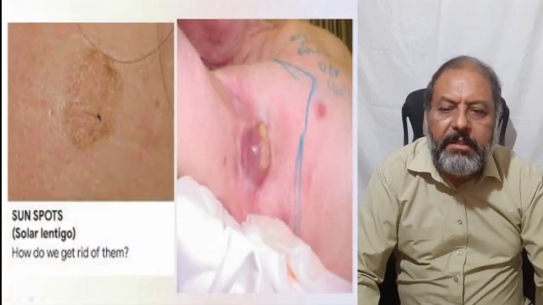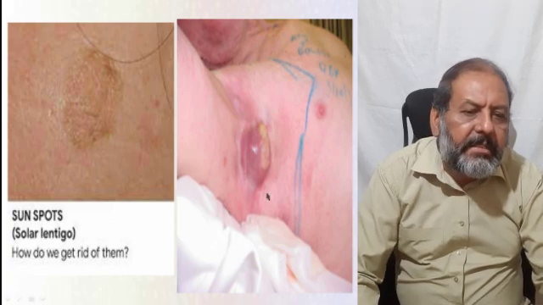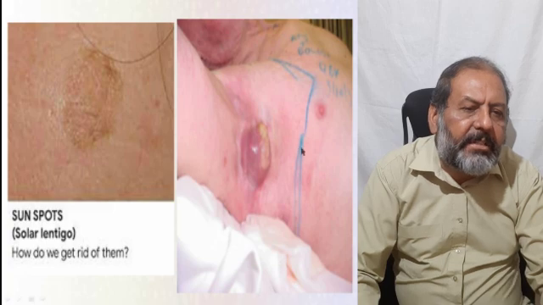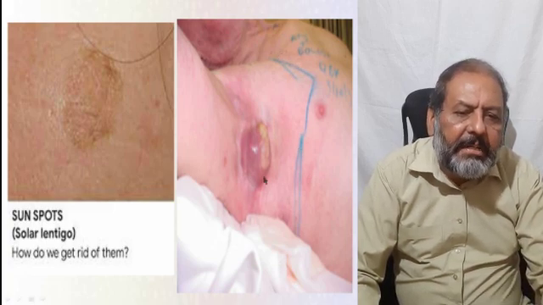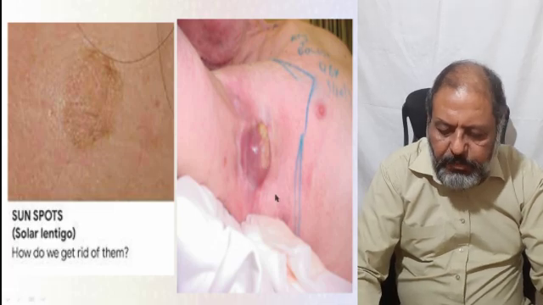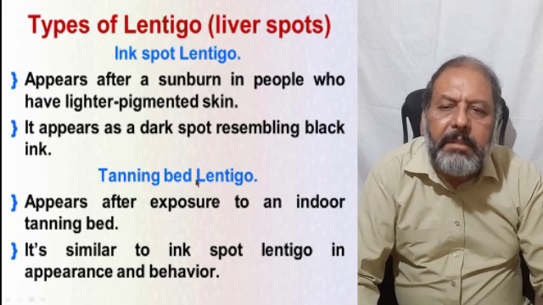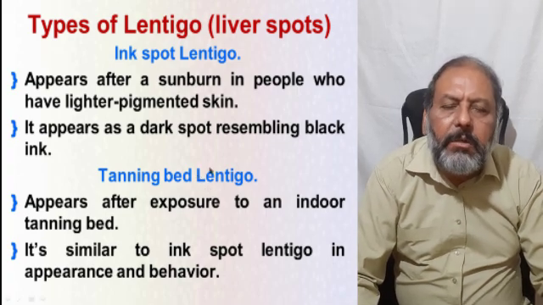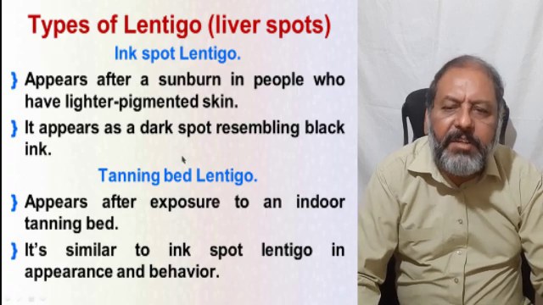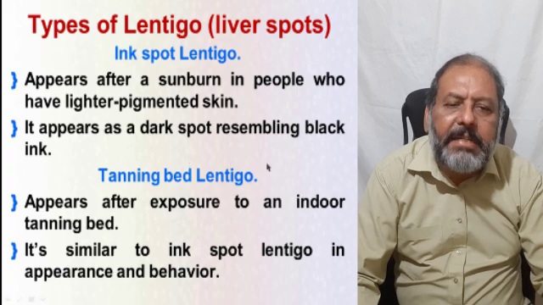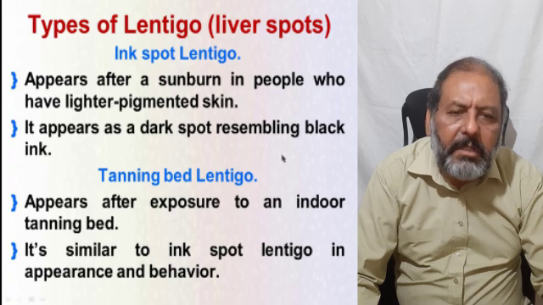And here one can see the sunspot, the solar lentigo, and here it is also due to radiation, as one can see the marking for giving the radiation, and after the radiation there is a spot which is called radiation lentigo. Now, another type is ink spot lentigo. It appears after a sunburn in people who have lighter pigmented skin. It appears as a dark spot resembling black ink, so the name is ink spot lentigo.